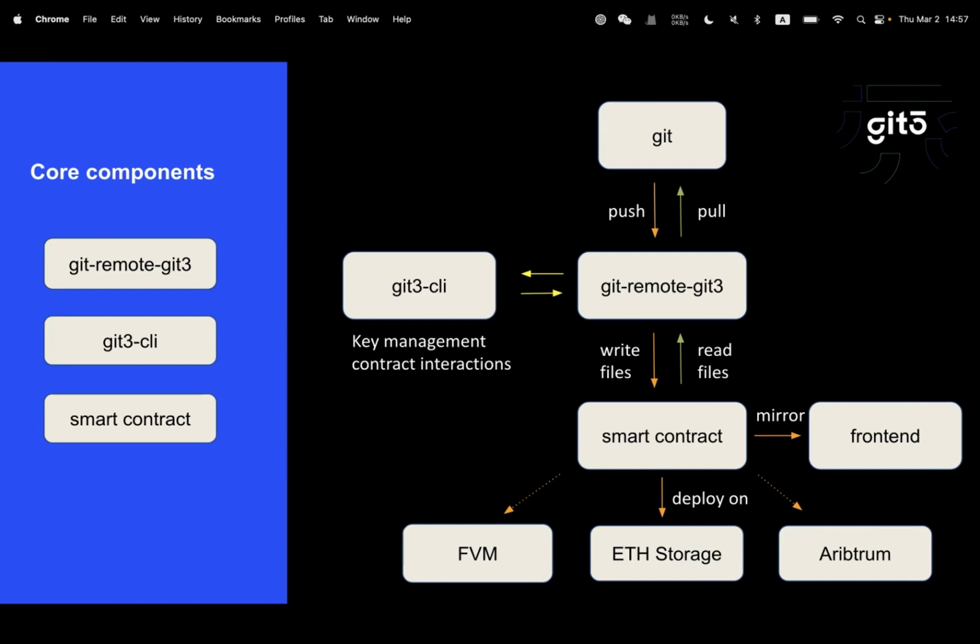And the smart contract is actually an EVM compatible smart contract, and it can be deployed on multiple blockchains. And now we use EthStorage as our main focus blockchain, because you can directly write files on the blockchain by calling smart contracts. And we also built and deployed one on Arbitrum that uses Filecoin as a storage layer. It also works.